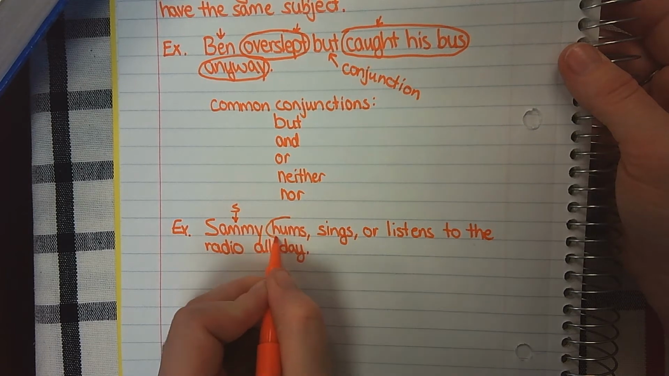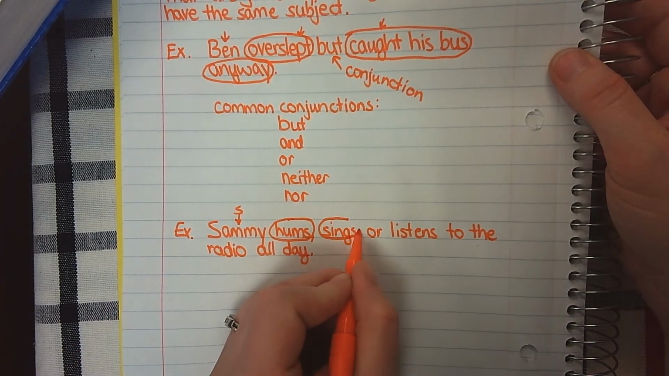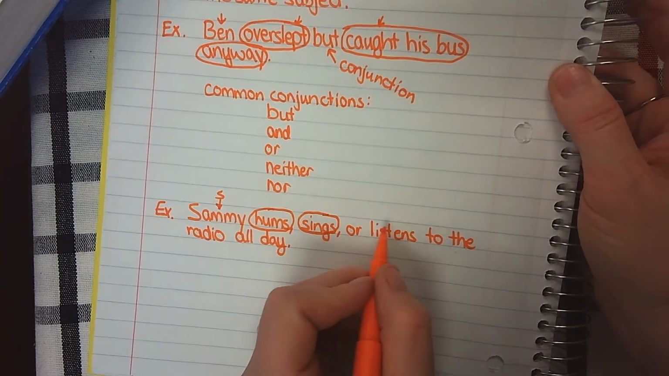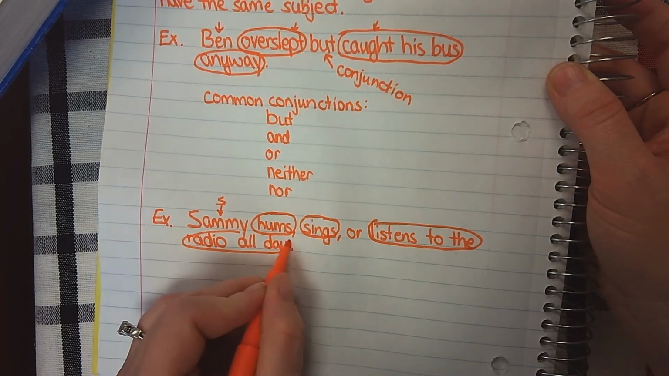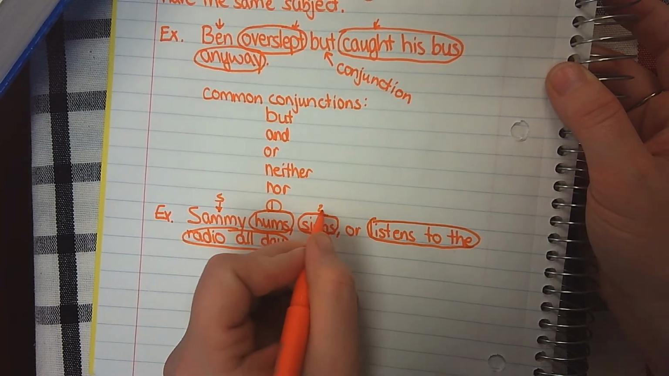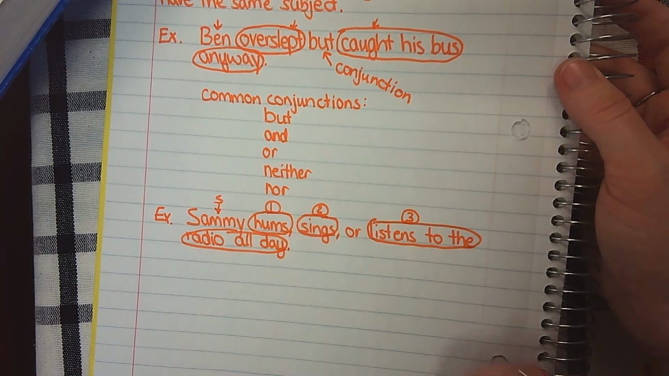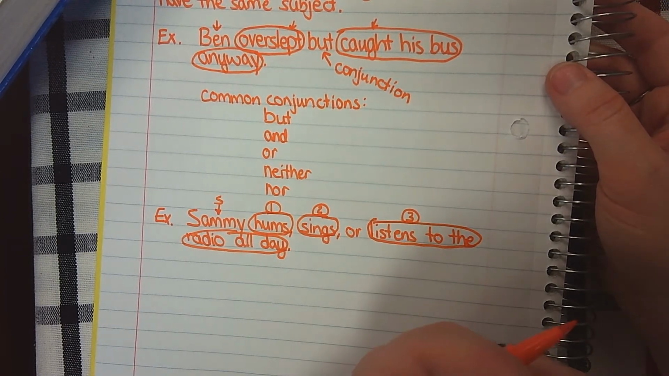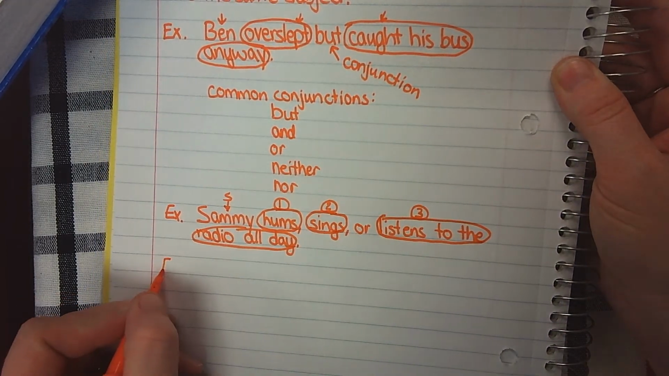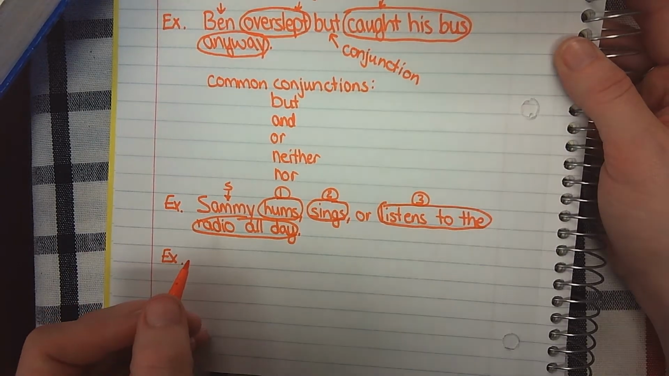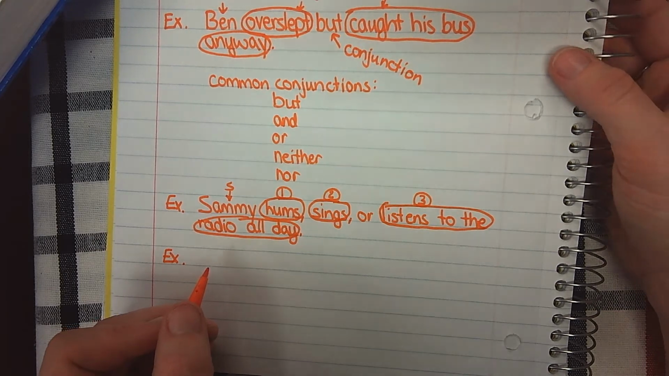Sammy is first humming, so he hums. What else? Sings. And what else? Listens to the radio all day. Okay, so we're looking at 1, 2, 3 things that Sammy is doing in this one. So it's a compound predicate. More than one thing that he's doing, more than one verb in the sentence. And another example. My father bought a Chinese wok and cooked vegetables in it.